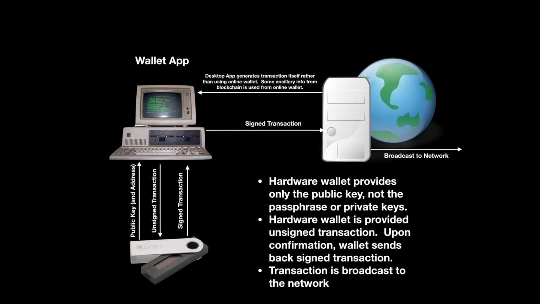Conversely, when using a hardware wallet, the hardware wallet is designed to keep the private keys completely secure and never leave the device. In my implementation, the desktop app generates the transaction itself rather than using the online wallet server to generate the actual transaction bytes. This transaction is sent to the Ledger Nano S for signing. The user is required to indicate on the device by pressing a button that they allow the transaction to proceed, at which point the signed transaction is sent back to the host machine. Then that signed transaction can be broadcast to the network.